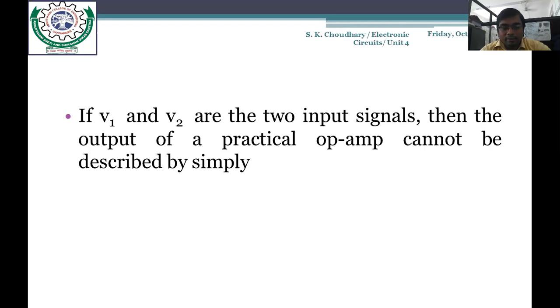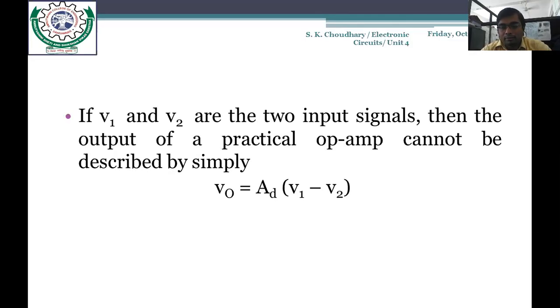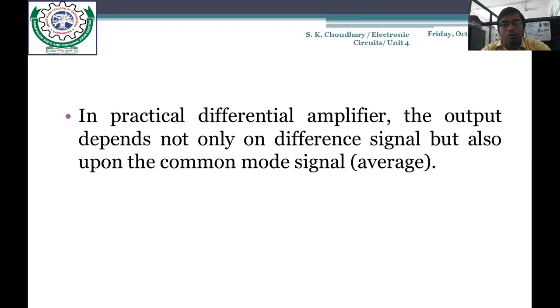So if V1 and V2 are the two input signals, then the output of a practical op-amp can't be described using the given equation, that is V0 equals AD times (V1 minus V2). This equation is only valid for the differential input. But when you are talking about common mode signals, this equation is not valid. So we will now see the modification in the output equation.